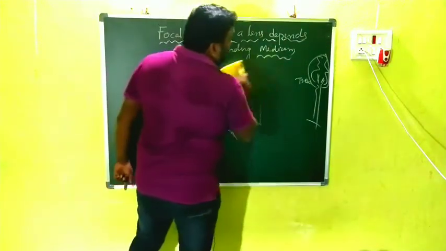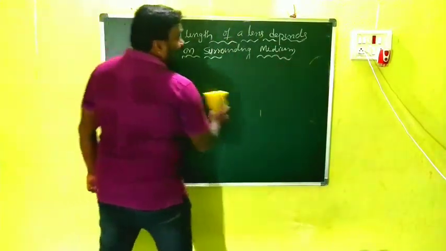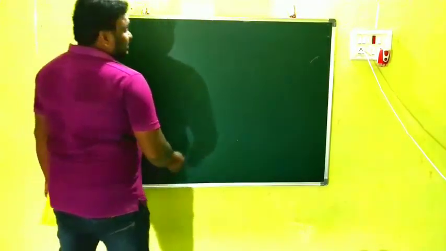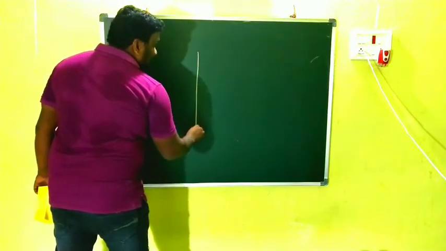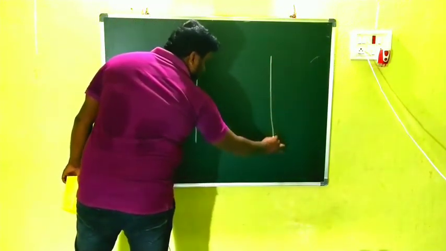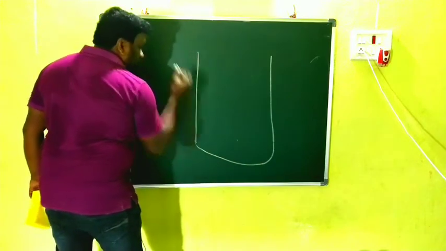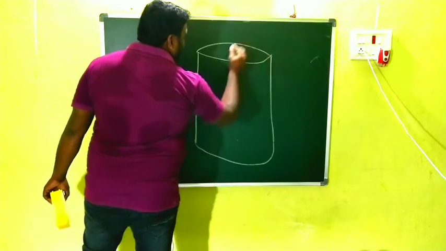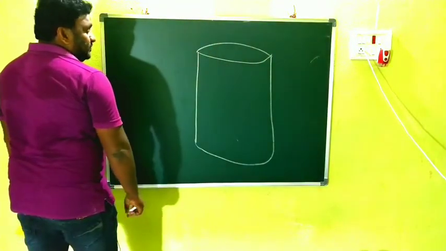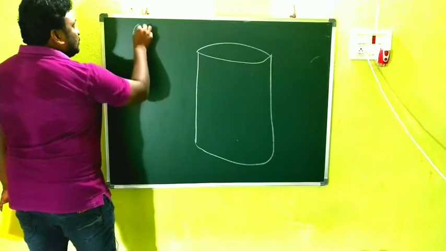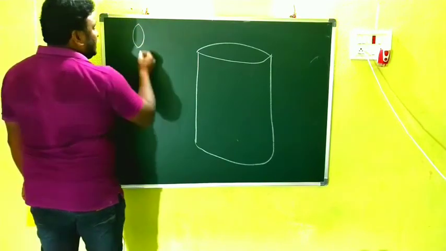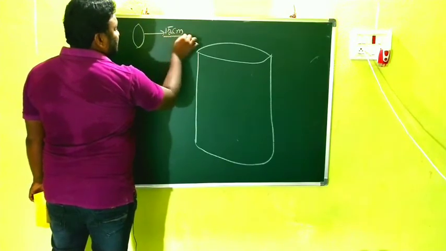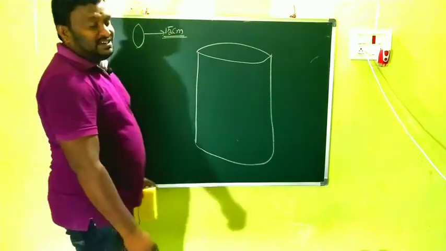So here there is one activity. Clear, children? First we have to take one vessel, a glass tumbler. This is the vessel. Already we have taken a lens. What is the lens here? A biconvex lens, and the known value of its focal length is 15 centimeters. Clear?